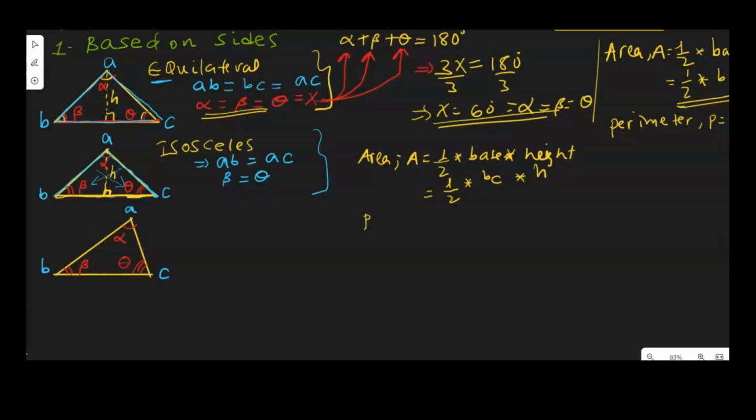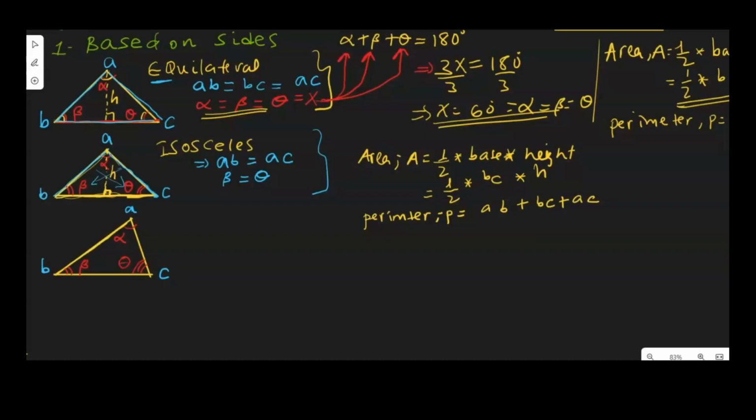What about the perimeter? The perimeter P is the summation of the sides of the triangle. So AB plus BC plus AC.